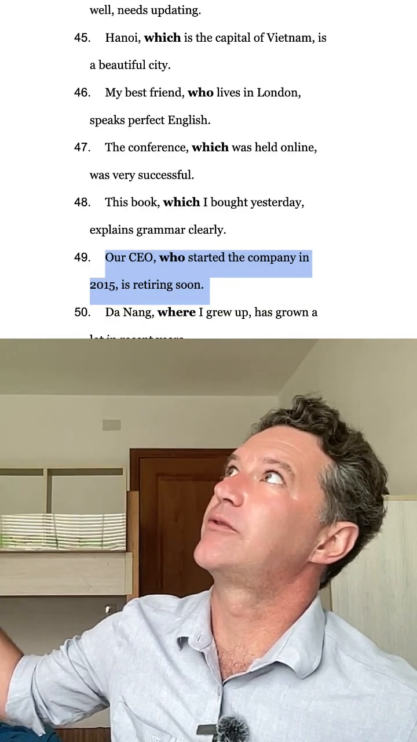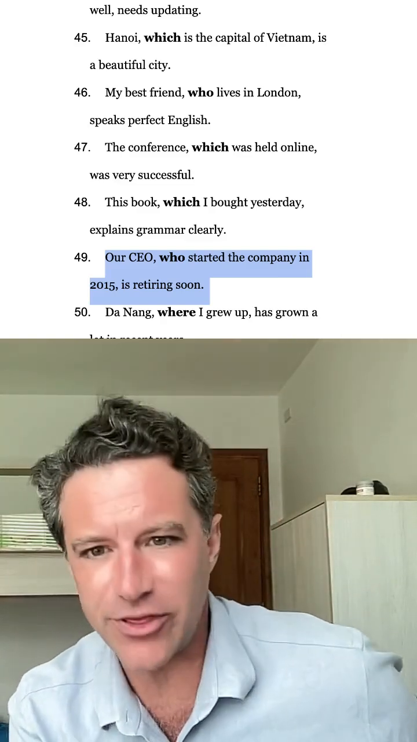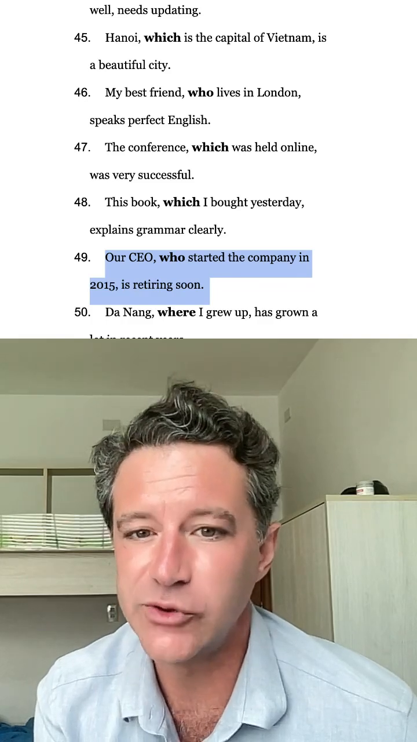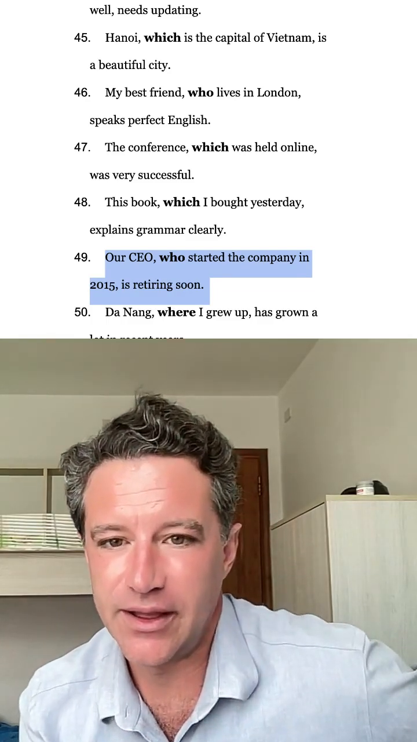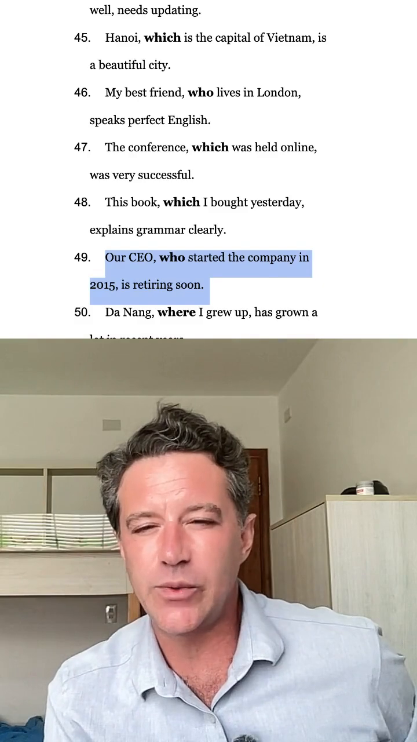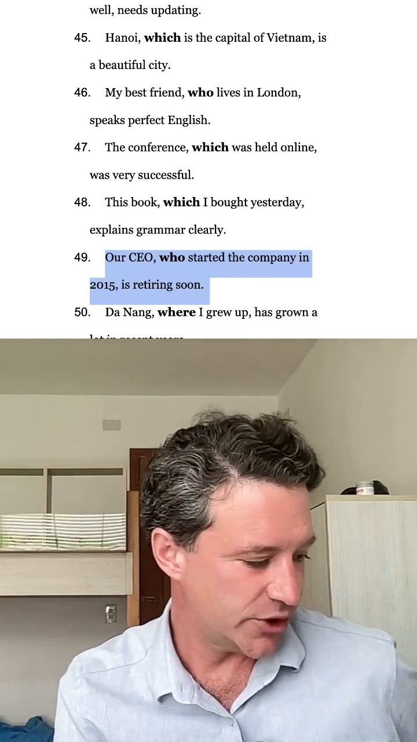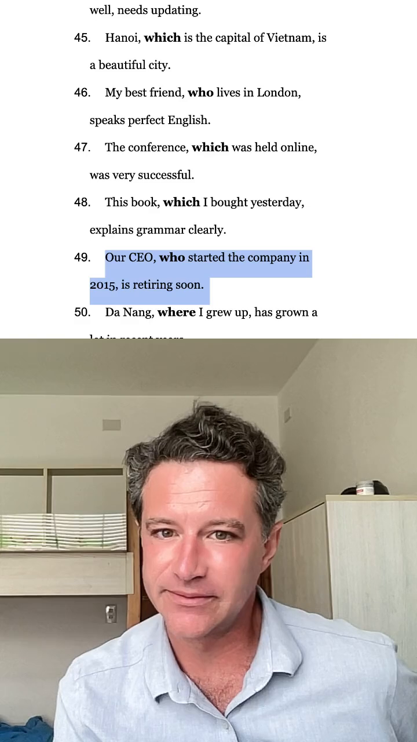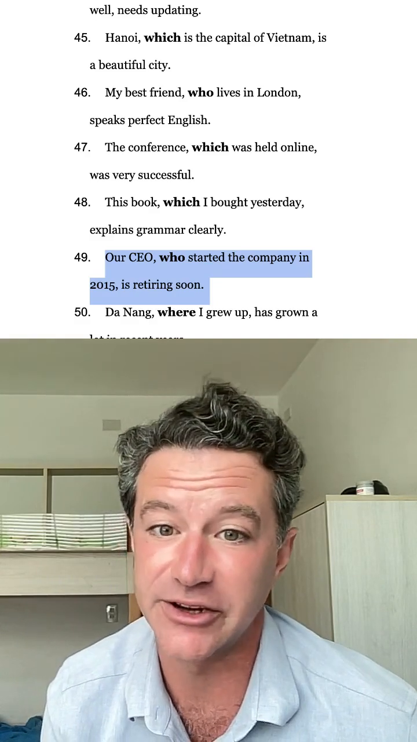All right, so we've got another one where there's who, not whom. Before we were saying many with whom, and now it's who. So our CEO, who started the company in 2015, is retiring soon. So we would say he started the company, not him started the company. So that's why we use who and not whom, right? He started the company. He is the one who started the company in 2015, and he's retiring soon.